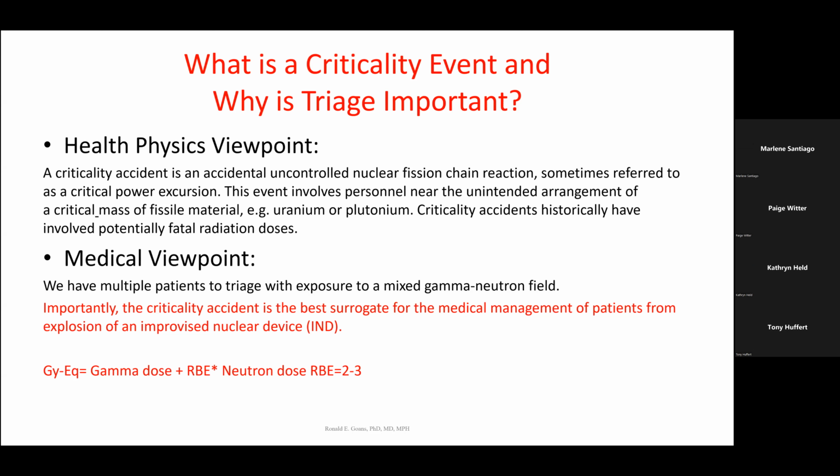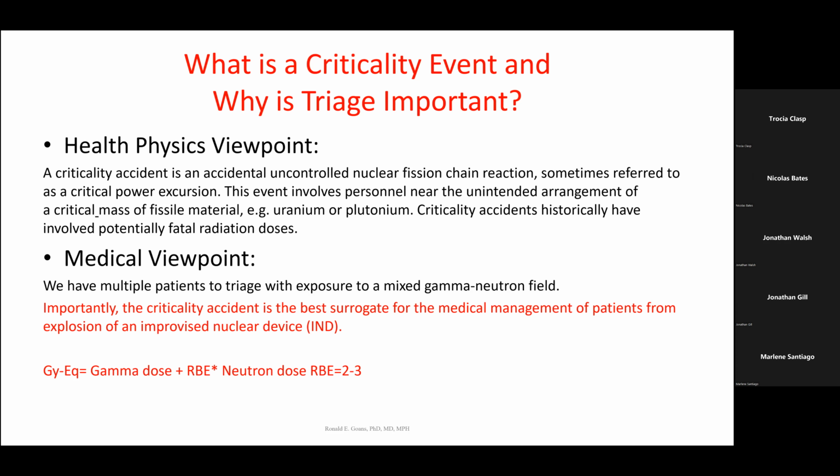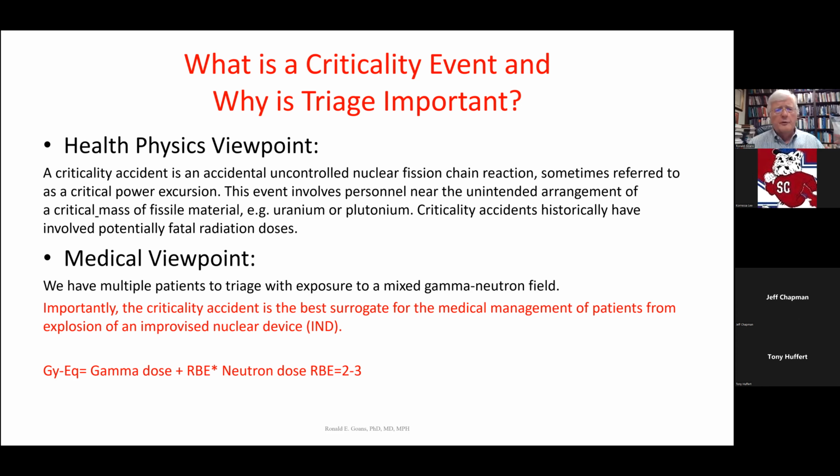Typically in the health physics realm, for a mixed field, we talk about gray equivalent, which is the gamma dose plus an RBE times the neutron dose, the relative biological effectiveness factor. Historically, for criticality, the RBE has been about 2. Some people are thinking it's more like 3 now, but it's close.